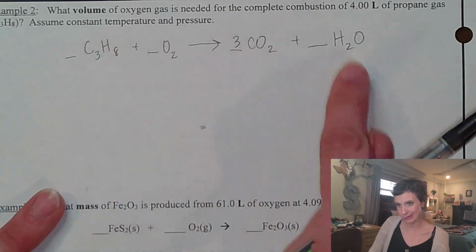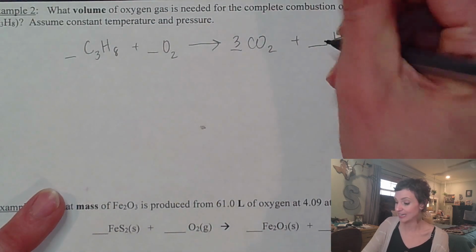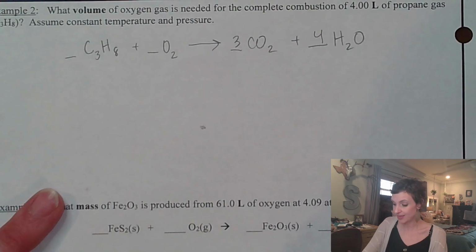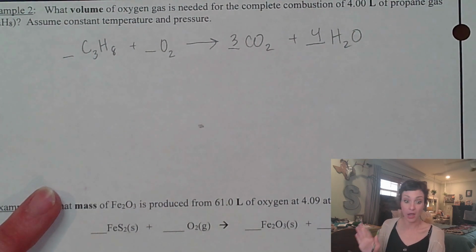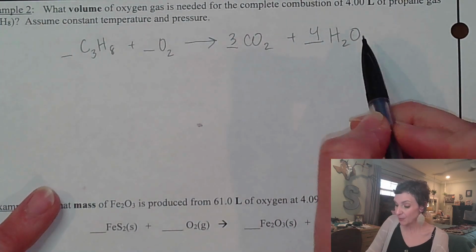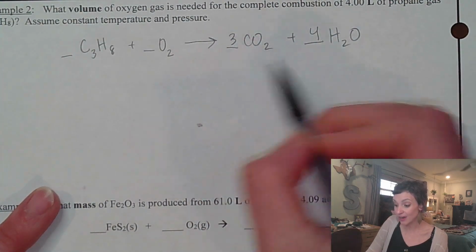I got 8 over here, but only 2 over here. To get 8 over here, I need to put a 4 in front of H2O. And now I'm ready to balance my oxygens because there'd be a hot mess here because they're all over the place. So I go back and recount my oxygens on the product side.